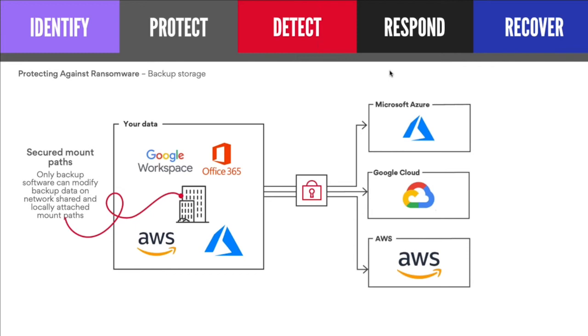So the first place that we start with that, the particular product that we recommend, is Commvault. Some of these methods are available in other products. They're not unique to Commvault, but one of the things that Commvault does very, very well is it secures mount paths. So this is like having immutability as set by the backup software. What that does is specify that the only process that can change backup data on network attached and locally attached mount paths is Commvault itself. So that's you locking down that local storage.